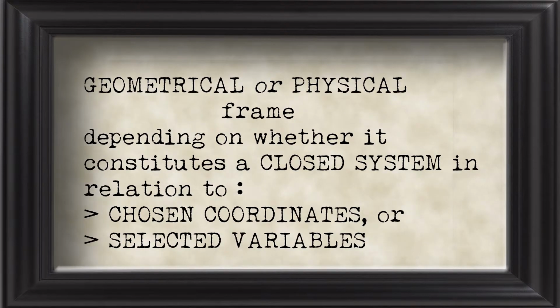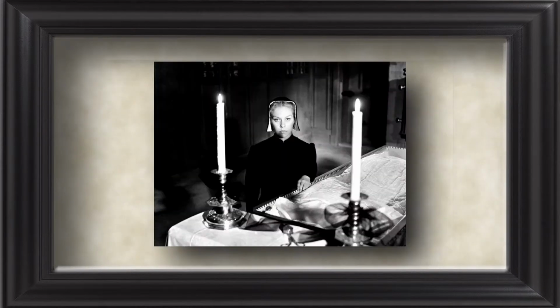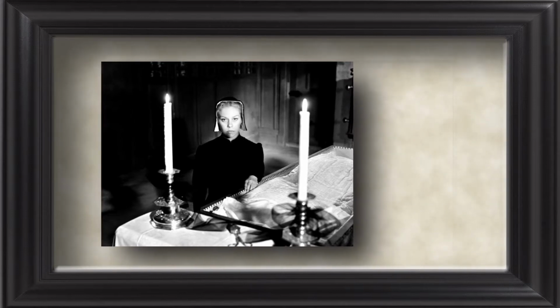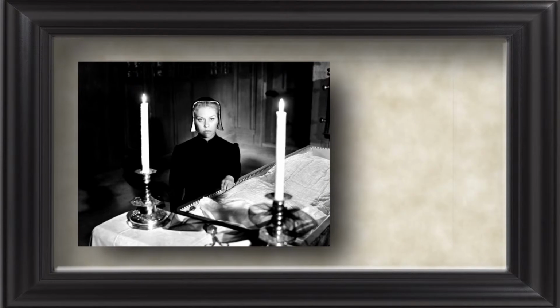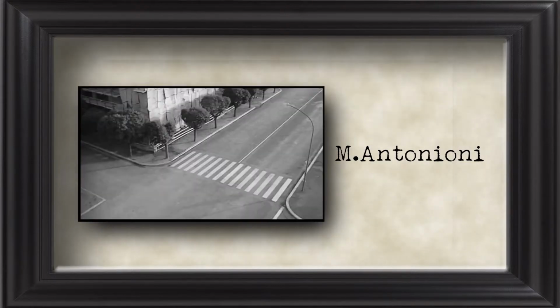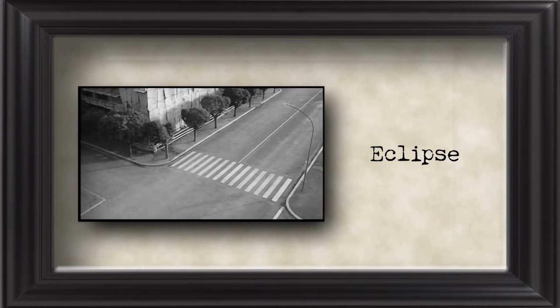In the second place, the frame has always been geometrical or physical, depending on whether it constitutes the closed system in relation to chosen coordinates or in relation to selected variables. The frame is therefore sometimes conceived of as a spatial composition of parallels and diagonals, the constitution of a receptacle such that the blocks are masses, and the lines of the image which come to occupy it will find an equilibrium and their movements will find an invariant. It is often like this in Dreyer. Antonioni seems to go to the limit of this geometric conception of the frame which preexists that which is going to be inserted within it, Eclipse.